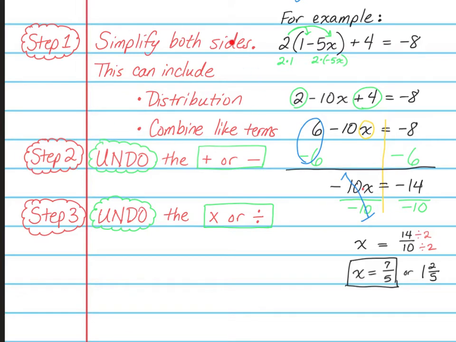First, you want to simplify either side of the equation. Look and see if there are parentheses and use distribution. Look and see if there are terms that need to be combined. Then you want to undo the addition and subtraction. And lastly, you want to undo the multiplication and division. Let's practice some more problems out of your RPJ.